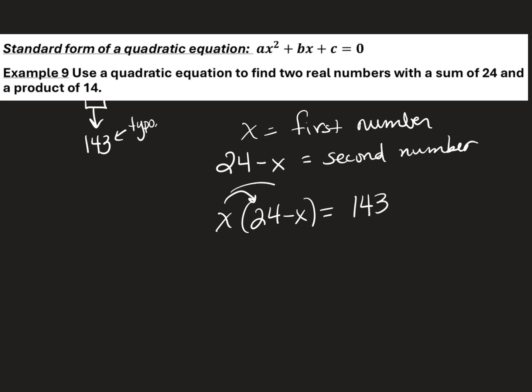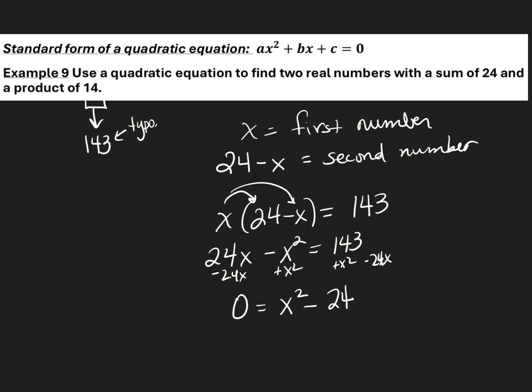I'm going to distribute: 24x minus x squared equals 143. I'm going to make it equal 0, so I'm going to subtract 24x and add x squared. And I'm going to have 0 equals x squared minus 24x plus 143. And then I'm going to type into Desmos y equals x squared minus 24x plus 143. And those two numbers are going to be the solutions, or the roots.